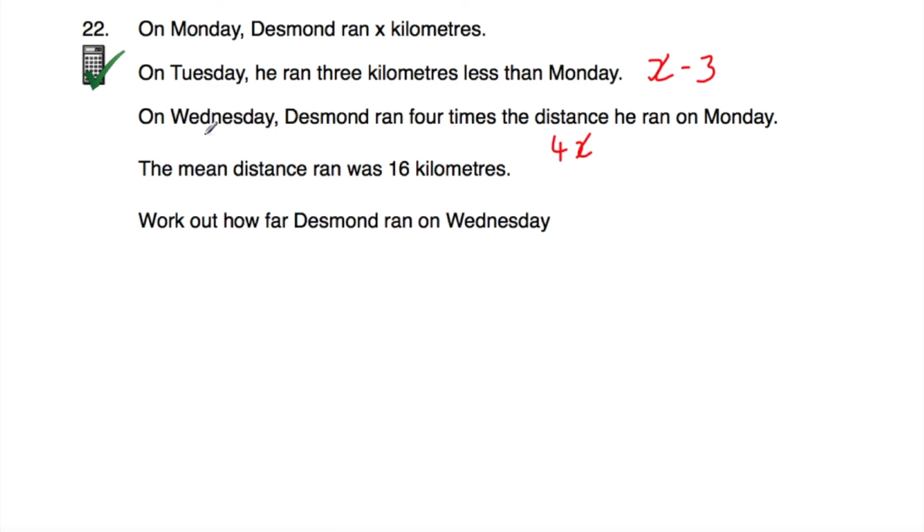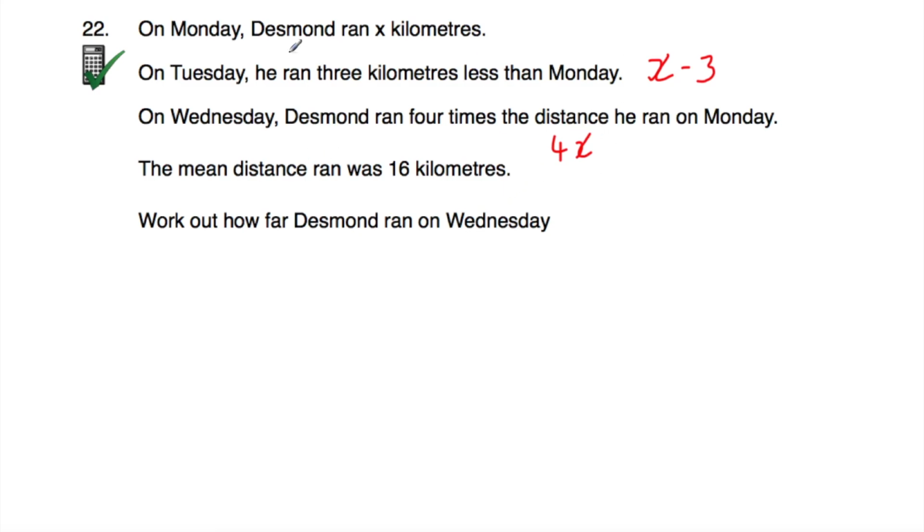And then the question says the mean distance ran was 16 kilometers. So the mean distance ran. So to find the mean, we would add up the distances on Monday, Tuesday and Wednesday, and then we would divide by the number of numbers, which in this case is 3. And then the question says work out how far Desmond ran on Wednesday.